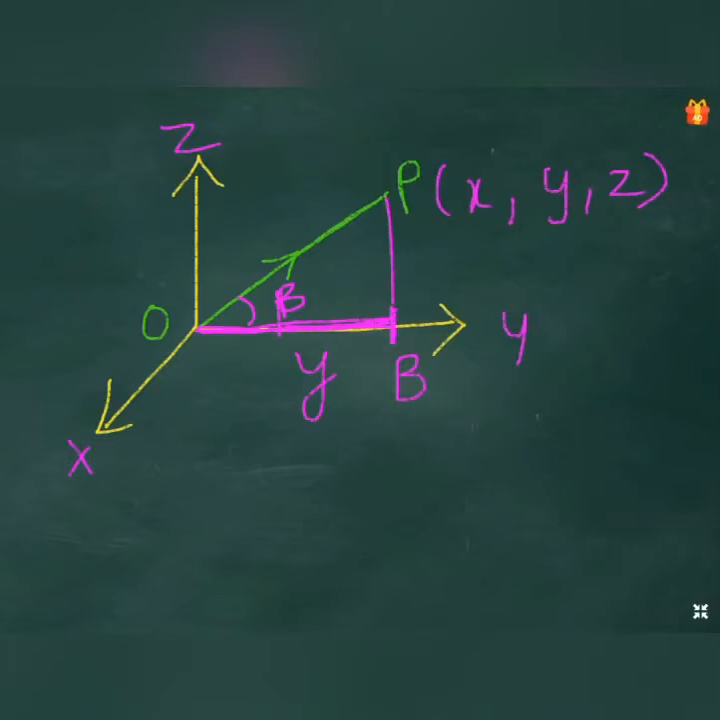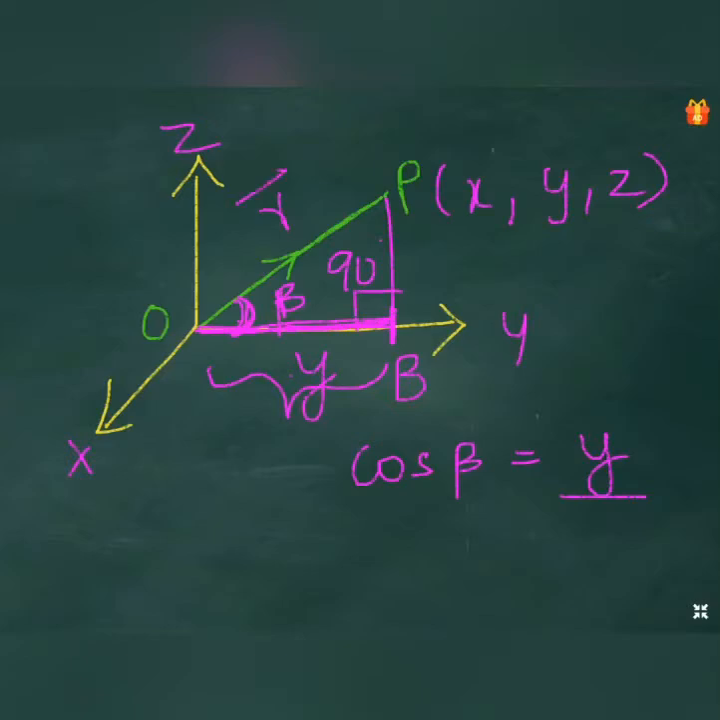Let us join PB. The angle that B makes in triangle OBP will be 90 degrees. So cos beta is equal to adjacent, this is adjacent to angle beta, which will be y by hypotenuse. Hypotenuse is opposite to 90 degrees. See? So this is vector r, so magnitude of vector r. So it will be y by r.